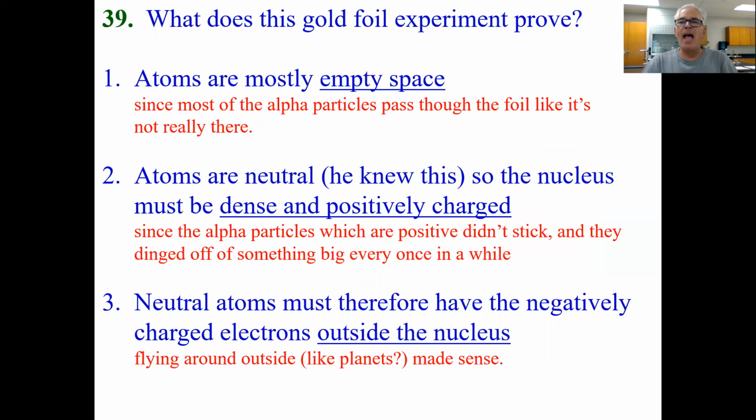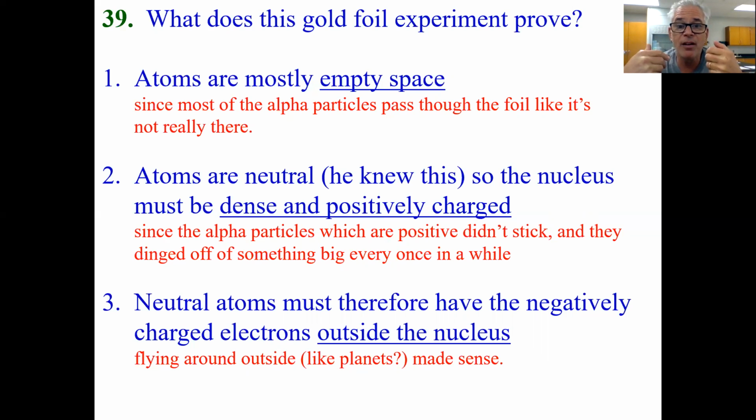He says, atoms of gold, all atoms, are made up of mostly empty space. Since most of the alpha particles went right through the gold foil like it's not really there, it must be the way the atoms are built. There's a lot of empty space. He said, since atoms are neutral and the electrons are there, the nucleus must be dense and positively charged. The alpha particles were also positive and they never seem to stick.